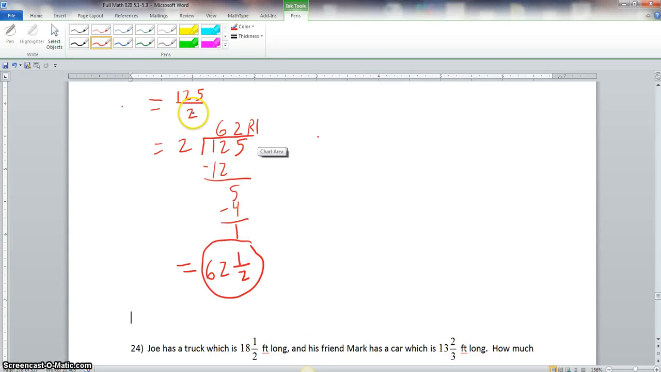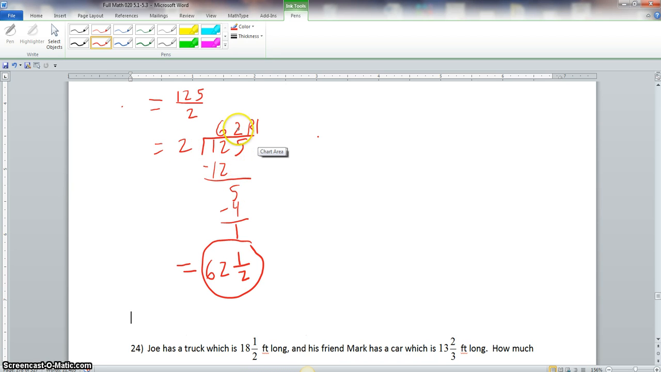Hey class, we left off with 125 divided by 2 for problem 23b. So we would take 2 into 125. 2 goes into 12 6 times. 6 times 2 is 12. 12 minus 12 is 0. And we bring down our 5.